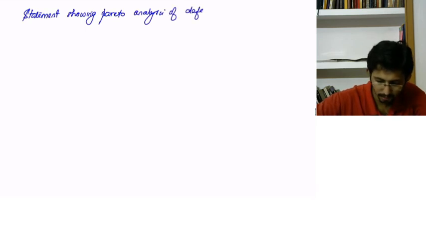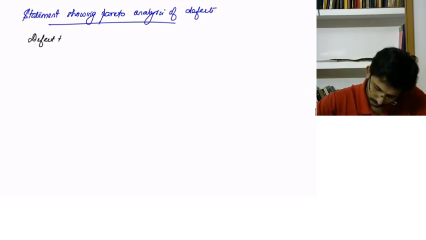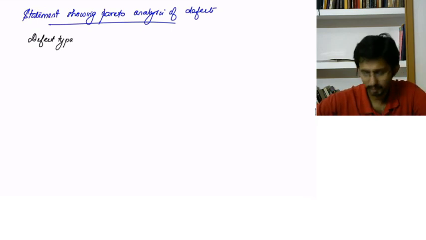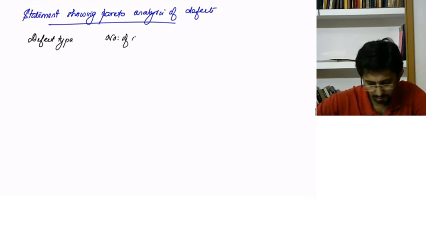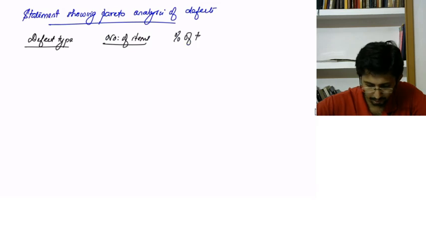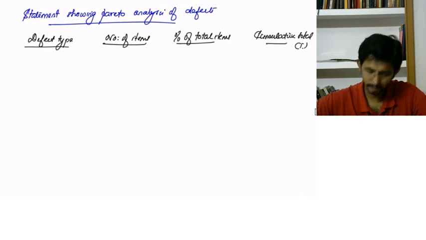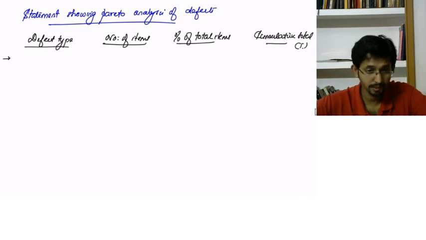Pareto analysis of defects. Okay, right. You can have defect type, then number of items. Okay, then you have percentage of total items, then cumulative total in percentage. Okay, so defect type, what is the first defect type?